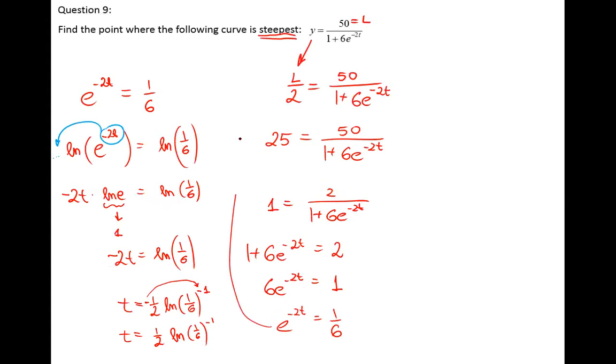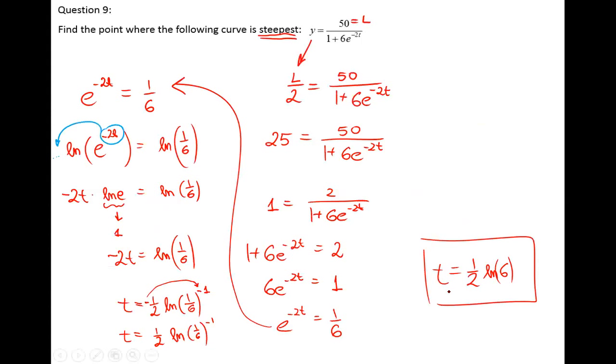I did run out of room. That means the final answer will be t equals 1/2 ln of 1/6 to the power of negative 1. We have to just flip it. That means this is 1/2 natural log of 6. I did use the calculator. Of course, on the final test this will be the good answer, but I used the calculator and I got 0.9. That means the curve is the steepest at the point where t is 0.9.